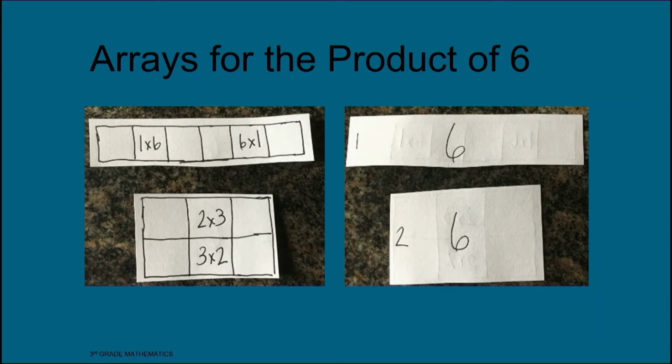For the product of 6, there are two arrays. The first is a 1 by 6 or a 6 by 1, and the second one is a 2 by 3 or a 3 by 2 array. Your array should look something like the ones shown on the screen.